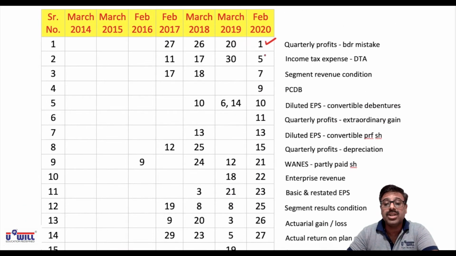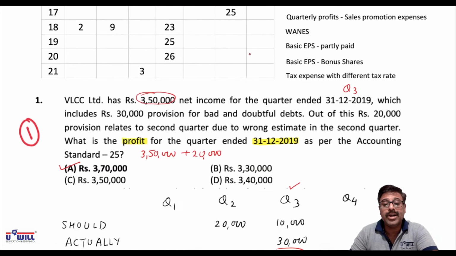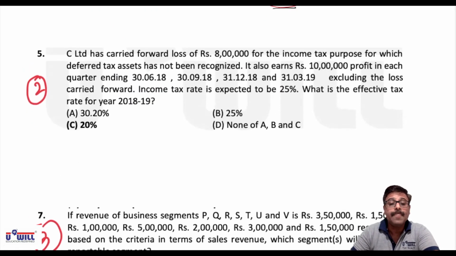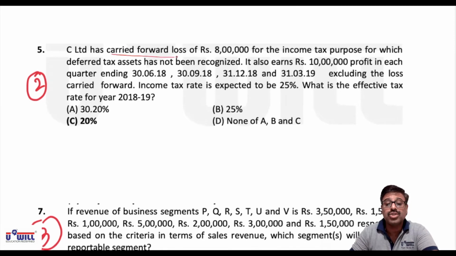Now I take up question number 5 of February 2020. Be attentive. C Limited has carried forward loss of rupees 8 lakhs for income tax purpose, for which deferred tax asset has not been recognized. Okay, this we have done in practical questions in interim reporting. It also earns rupees 10 lakhs profit in each quarter, ending 30 June, September, December and March. All the 4 quarters, 10 lakhs each. Excluding the loss carried forward, income tax rate is expected to be 25%. What is effective tax rate for the year 18 to 19?